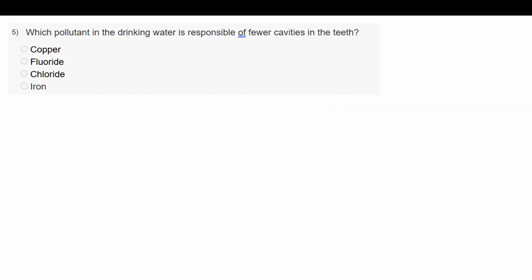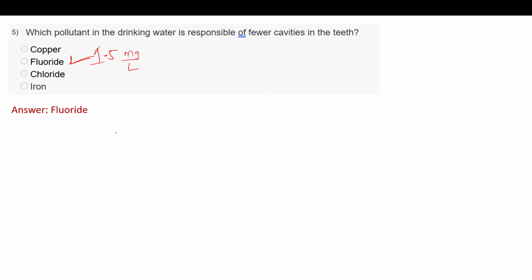Next question is which pollutant in the drinking water is responsible for few cavities in the teeth? So it is nothing but fluoride. Fluoride is a nutrient which is allowable till a concentration of 1.5 milligrams per liter, right? Above that, it can cause dental fluorosis, right?